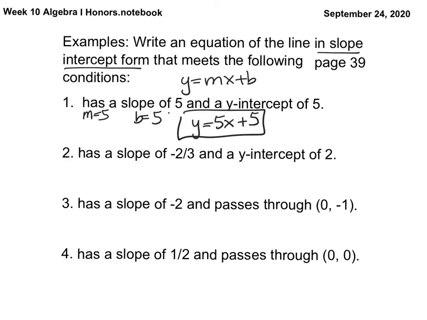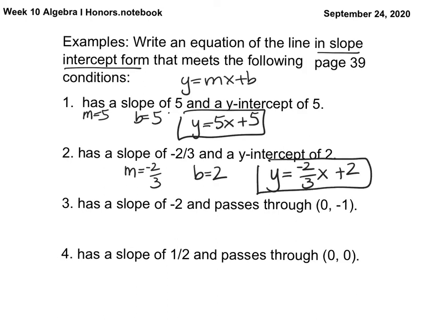For the second one, my slope is negative 2/3. My y-intercept is 2. Filling into y equals mx plus b, y equals negative 2/3 x plus 2. That's the equation of the line that has a slope of negative 2/3 and a y-intercept of 2.